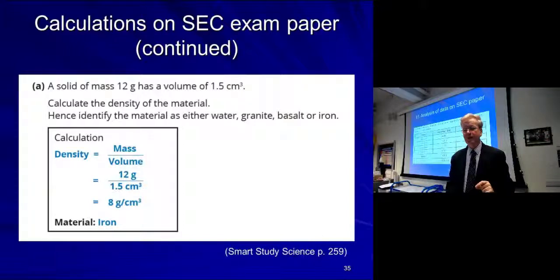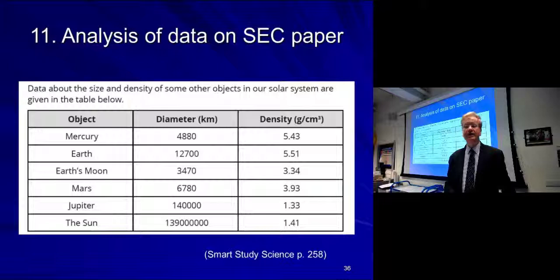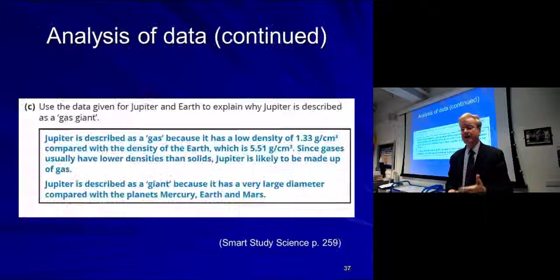And the 11th category then is the analysis of data, where you'll be given a table of data and you'll have to make various deductions from it. And there they said, explain why Jupiter is described as a gas giant. And there they asked you to compare densities from Jupiter and Earth and draw a conclusion in order to answer that question. And you can see the model answer there on the screen.